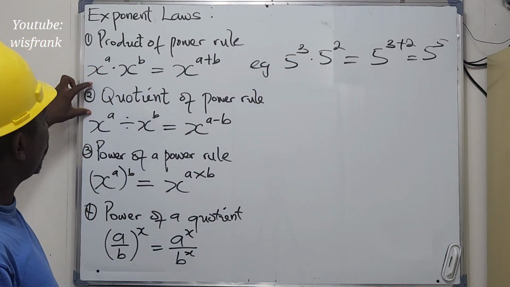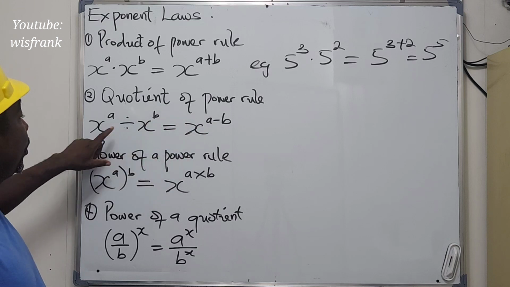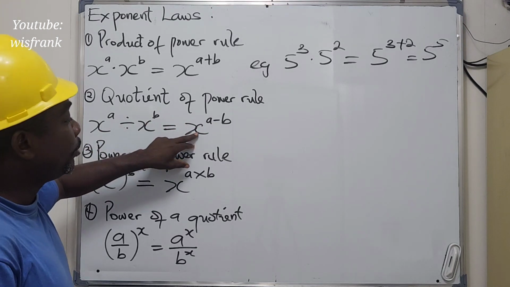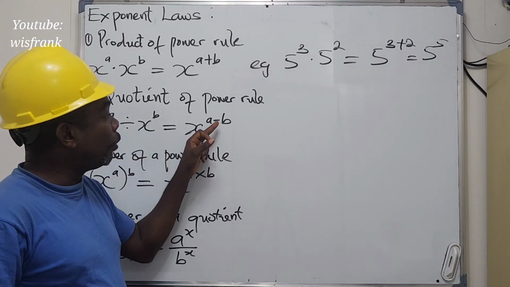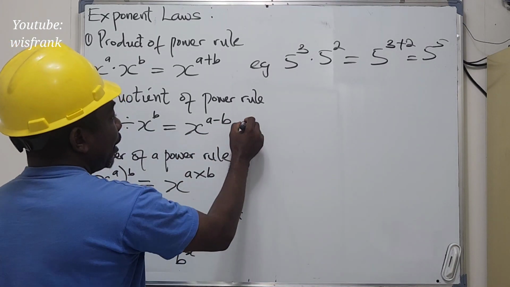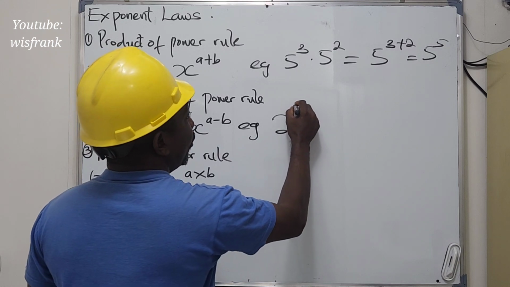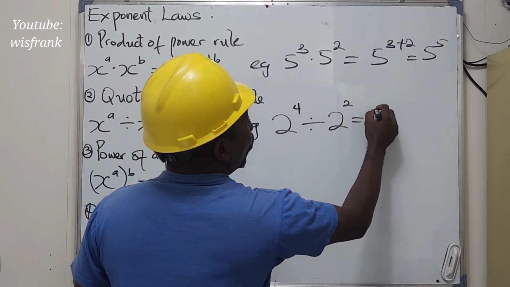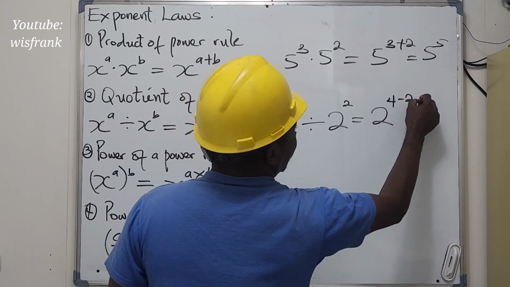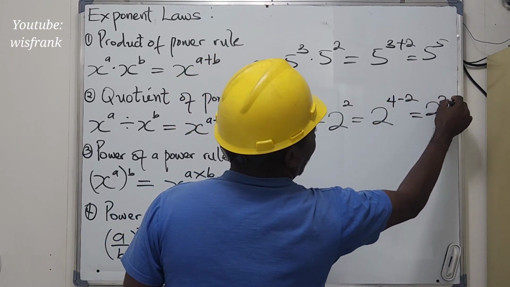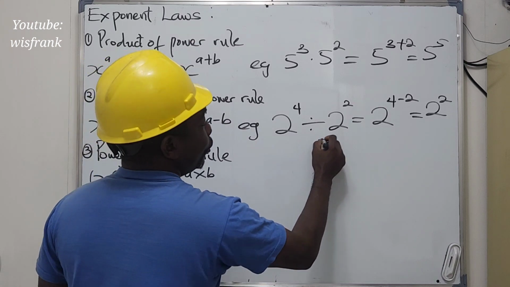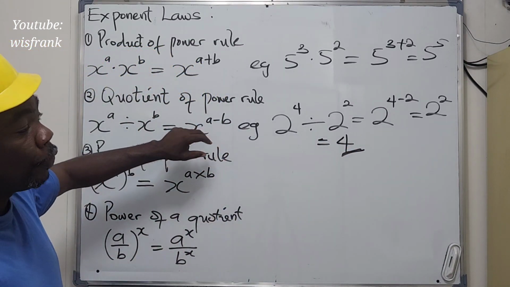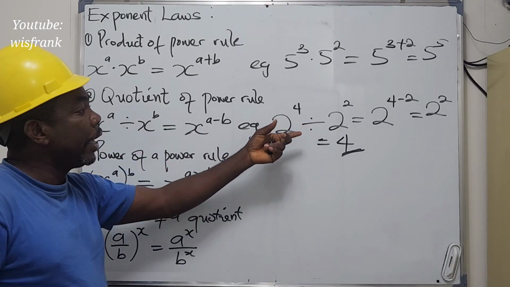In this second one, we have the quotient of power rule. We have x to the power of a divided by x to the power of b. It simply means that we will have x to the power of a minus b. For example, we have 2 to the power of 4 divided by 2 to the power of 2. It simply means that we will have 2 to the power of 4 minus 2, which is equal to 2 to the power of 2. And we all know that 2 to the power of 2 equals 4. So this will be the answer. This is the rule that we use for us to find the solution of this expression.